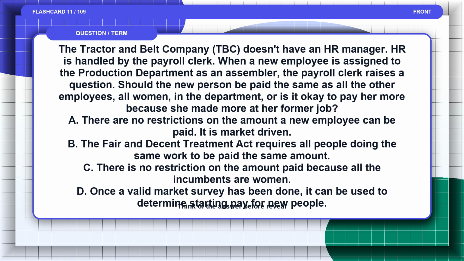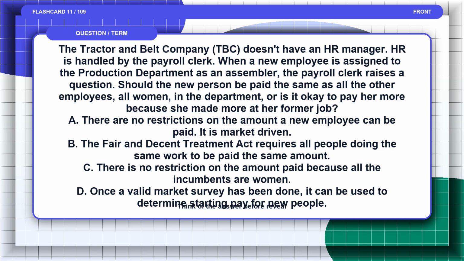Flashcard 11. The tractor and belt company, TBC, doesn't have an HR manager. HR is handled by the payroll clerk. When a new employee is assigned to the production department as an assembler, the payroll clerk raises a question. Should the new person be paid the same as all the other employees, all women in the department, or is it okay to pay her more because she made more at her former job?